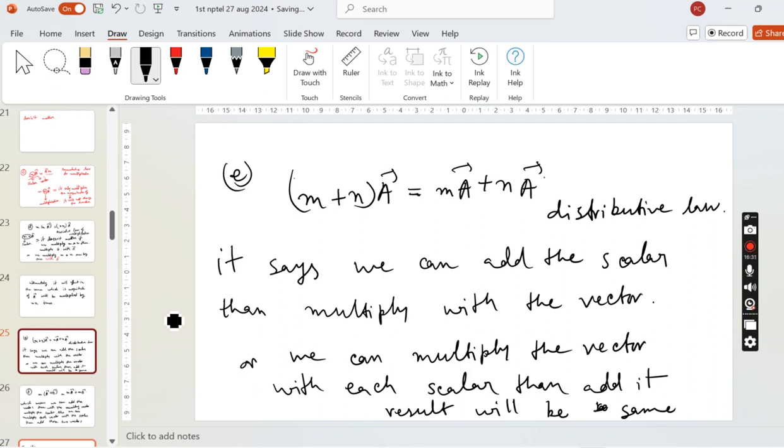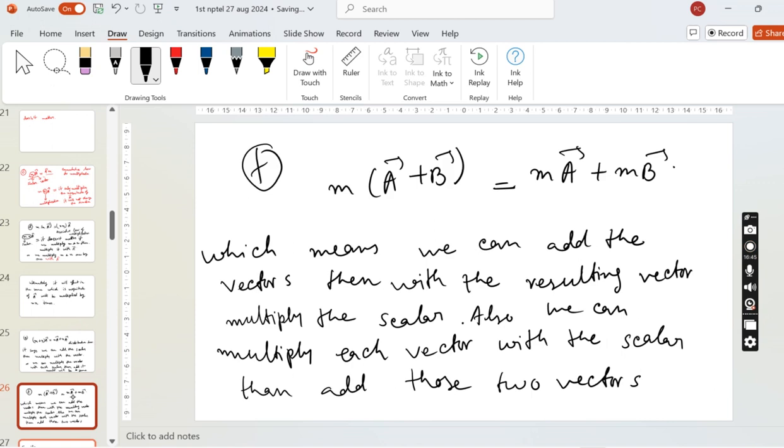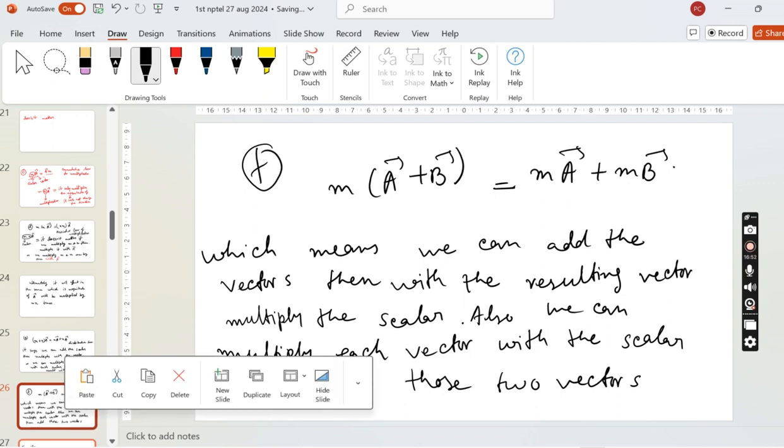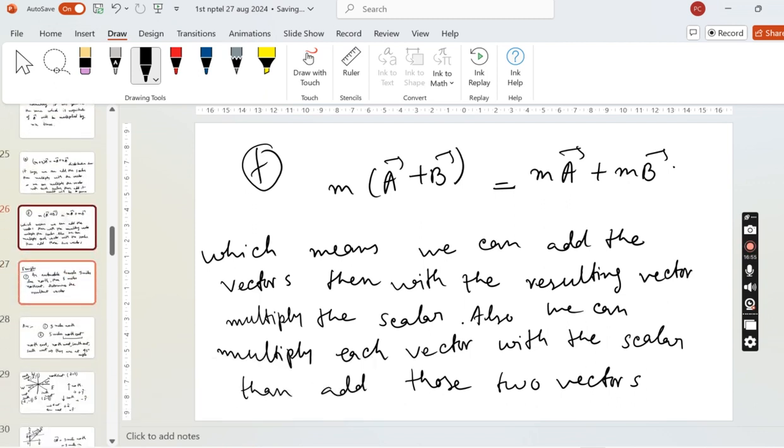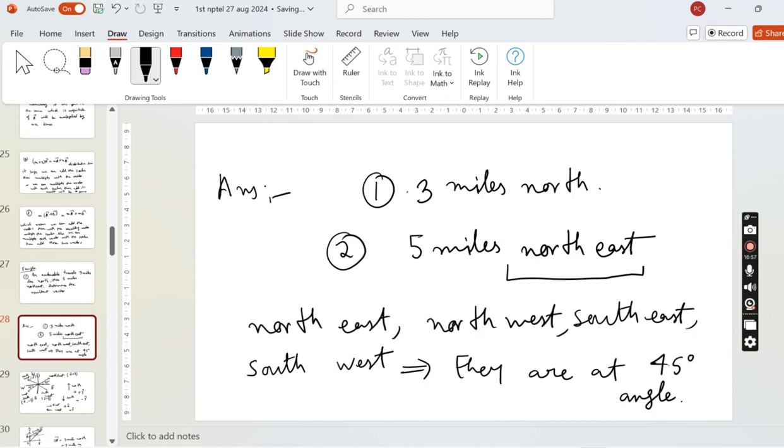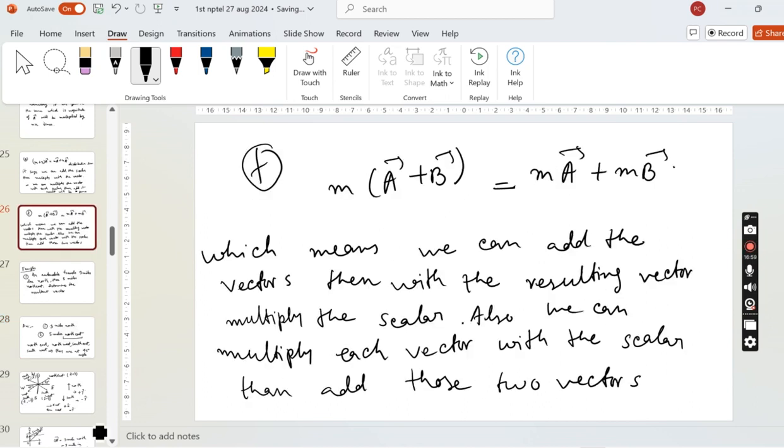So it says we can add the scalars and then multiply with a vector, and also if we multiply the scalars one by one with a vector and then add these two vectors, the result will be the same. This is called the distributive law. Another distributive law is m into (a plus b) is equal to ma plus mb.